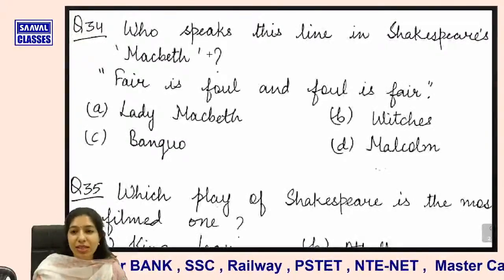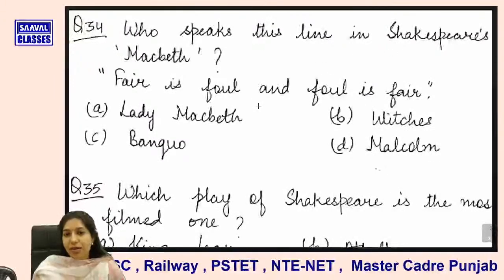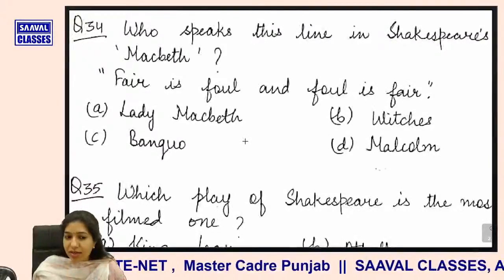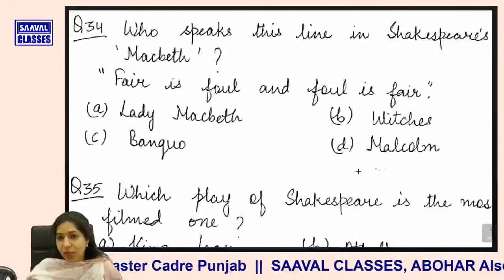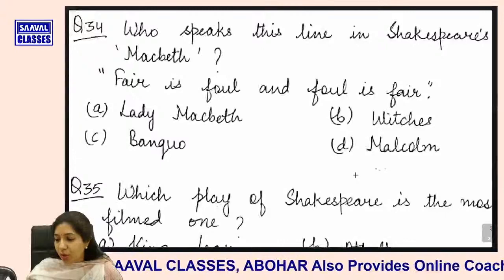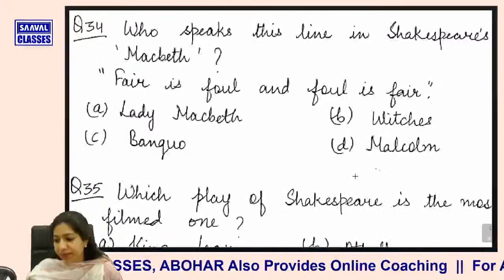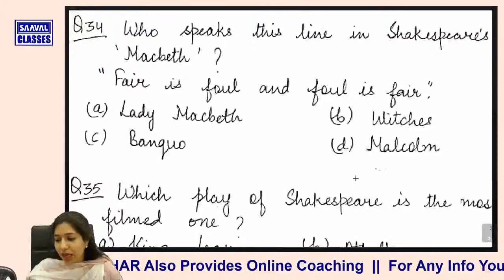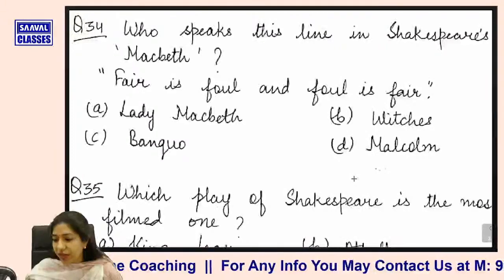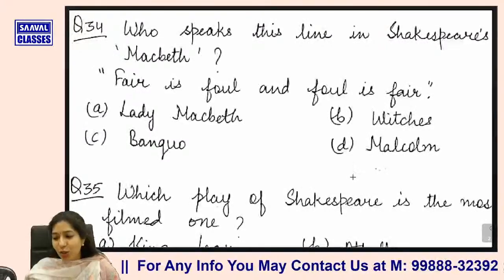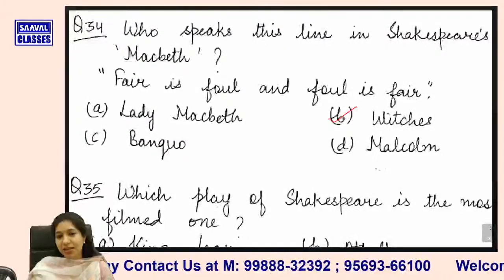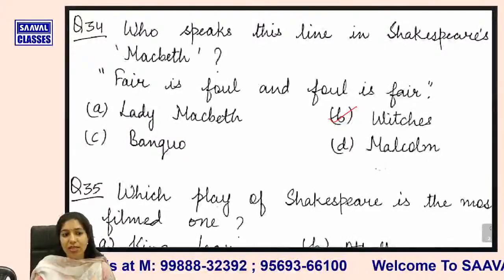Who speaks this line in Shakespeare's Macbeth? Fair is foul and foul is fair. Lady Macbeth says this. The witches say this. Duncan or Malcolm. Who is the speaker of this line? Fair is foul and foul is fair. Lady Macbeth, witches, Duncan or Malcolm? I'm waiting for your answers. Who is the speaker? Yes, those who have answered B, witches. The witches say this. Fair is foul, foul is fair.